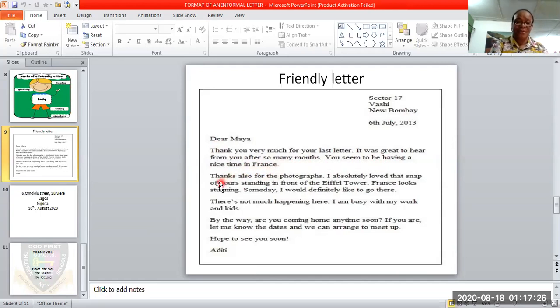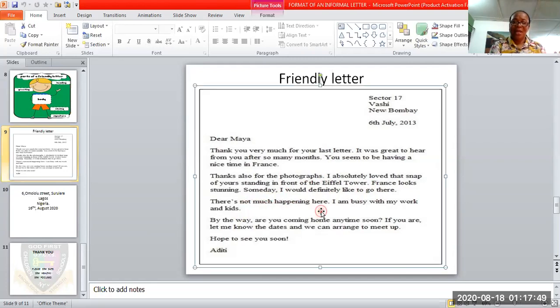The body continues. We are reading the body right now. Thanks also for the photographs. I absolutely loved that snap. That snap of you standing in front of the Eiffel Tower. France looks stunning. Someday I would definitely like to go there. There's not much happening here. I'm busy with my work and kids. By the way, are you coming home anytime soon? If you are, let me know the date and we can arrange to meet up. Hope to see you soon. Aditi. Hope to see you soon is a closing.